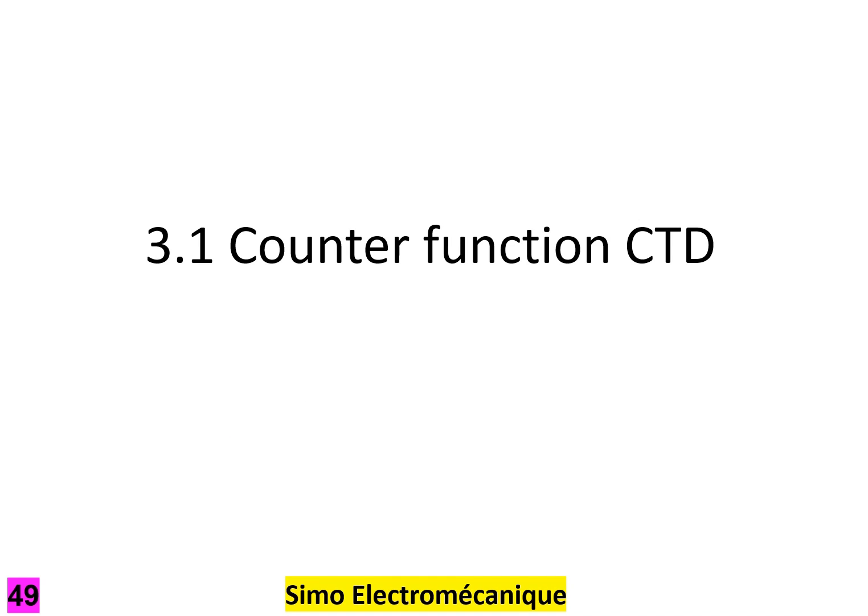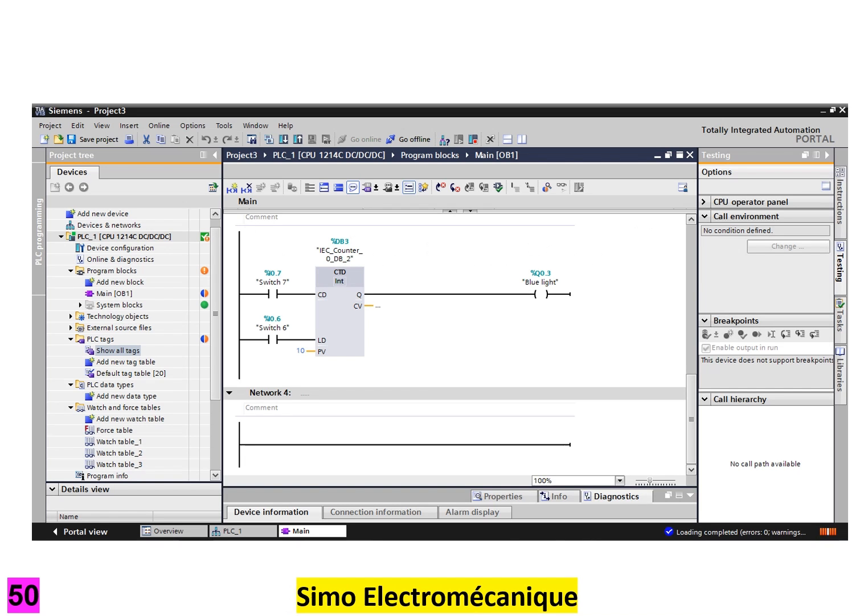Counter function CTD. CTD, or countdown, operates in reverse, but with some important differences. Note that CTD also has an input labelled LD. To start the counter, LD must be activated to load the initial count value stored in PV into the counter.